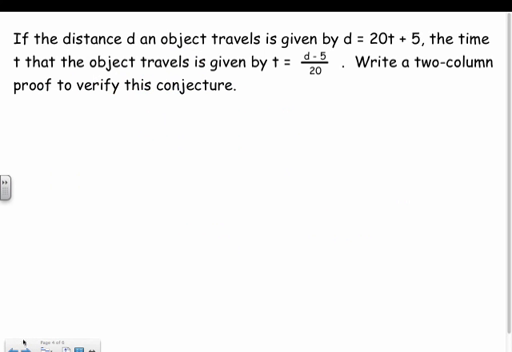Okay, let's actually do a proof here. If the distance d an object travels is given by this equation, d equals 20t plus 5, the time t that the object travels is given by t equals (d minus 5) over 20. Write a two-column proof to verify this conjecture. Well, two-column proof. So I'm going to have statements on the left and reasons on the right.